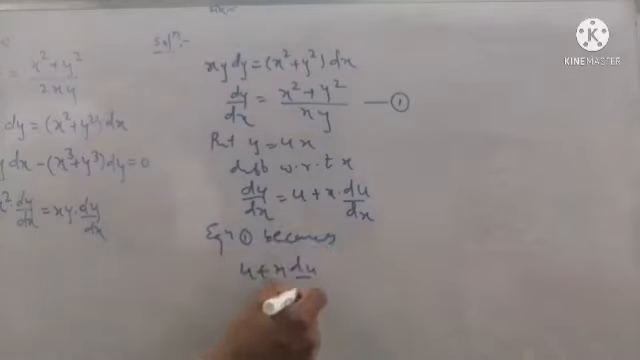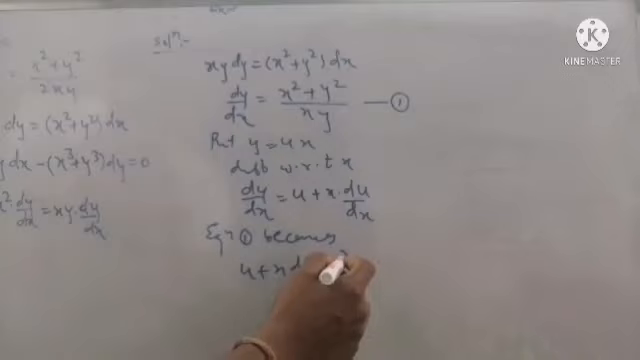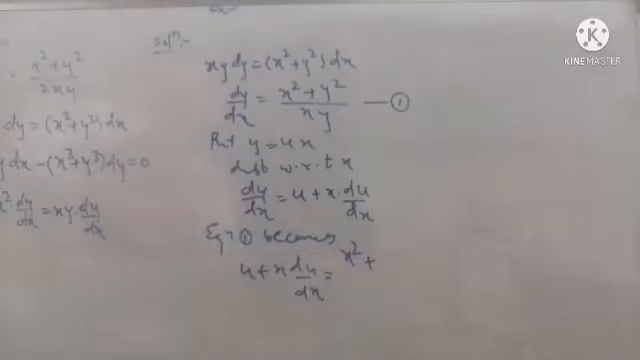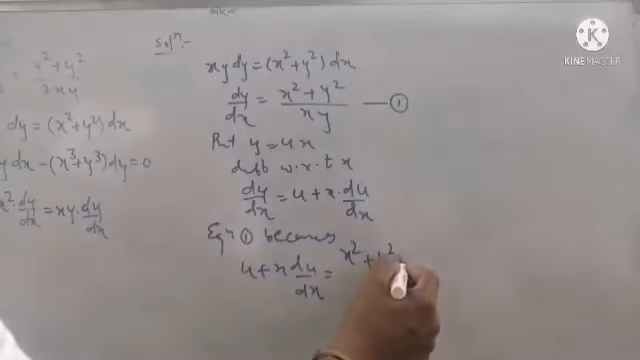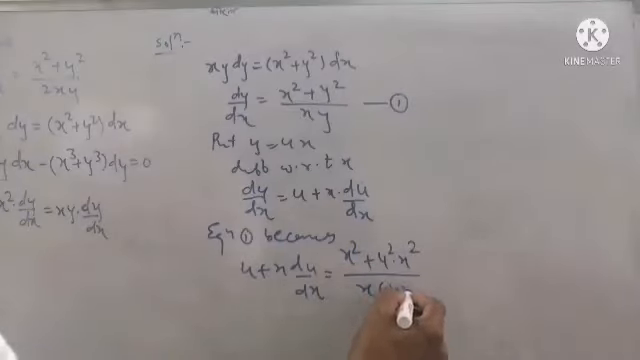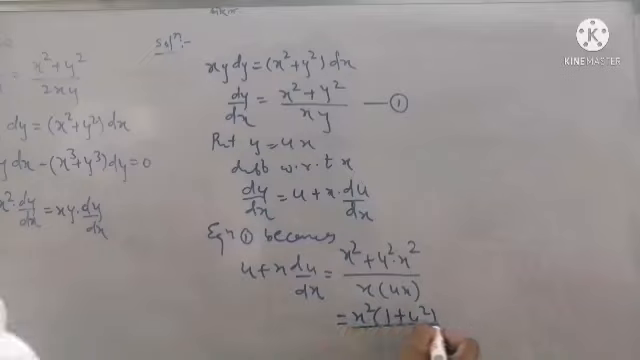On the right hand side, with y equal to ux, in the numerator x square remains as it is and y square becomes u square into x square. In the denominator we get the product of x into ux. Now taking x square as common in the numerator we get in bracket 1 plus u square, and in the denominator x into x square into u.